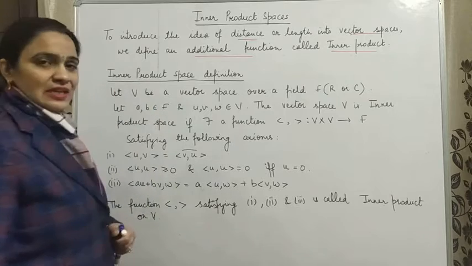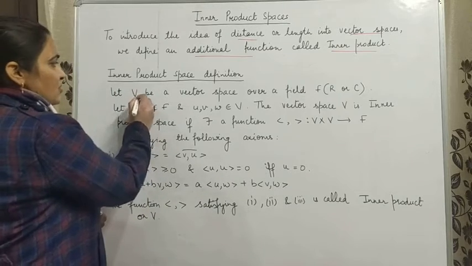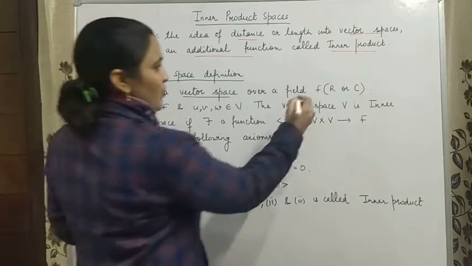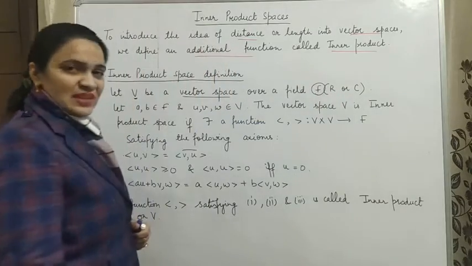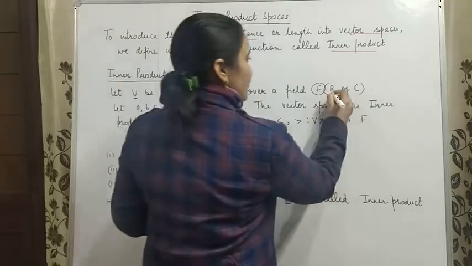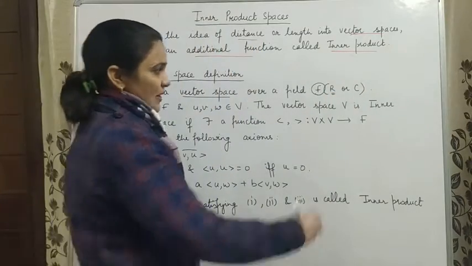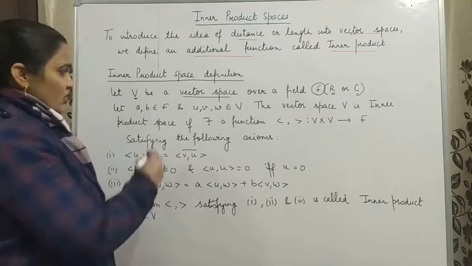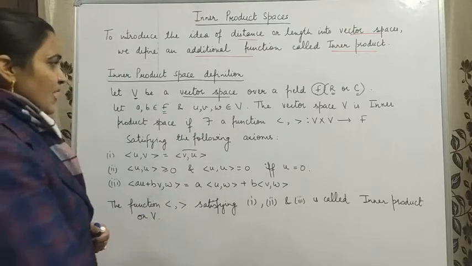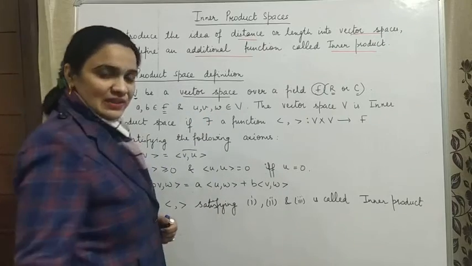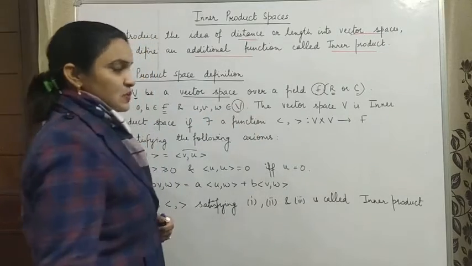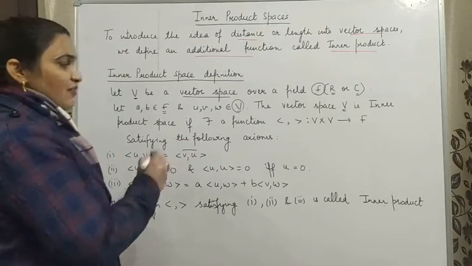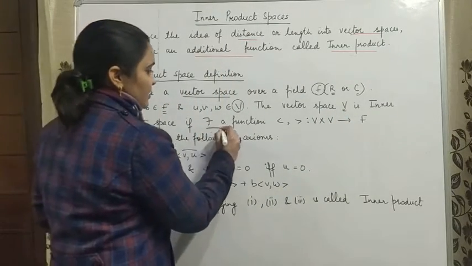So, definition of inner product space. Let V be a vector space over a field F. और जो हमारी ये field है, इस time ये fix होगी. Field of real numbers or complex numbers. Let A, B be two scalars which belong to field F, and U, V, W are the vectors belonging to vector space V. The vector space V is called inner product space if there exists a function.